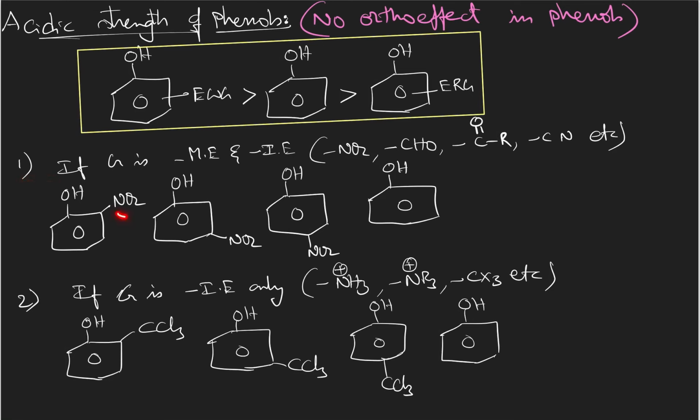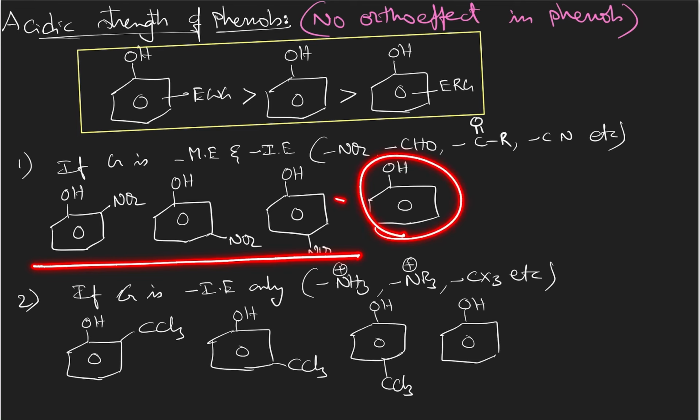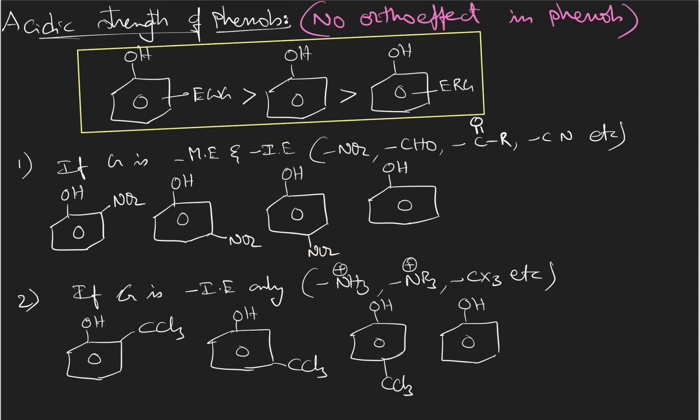Then first example, NO2 group I have taken here. So NO2 being at ortho position, meta position, para position and unsubstituted benzoic acid. Having electron withdrawing group is better than not having electron withdrawing group. Therefore, first, second and third are better than fourth compound. So fourth compound is least in acidic strength. We came to know this point. And then between first, second and third.